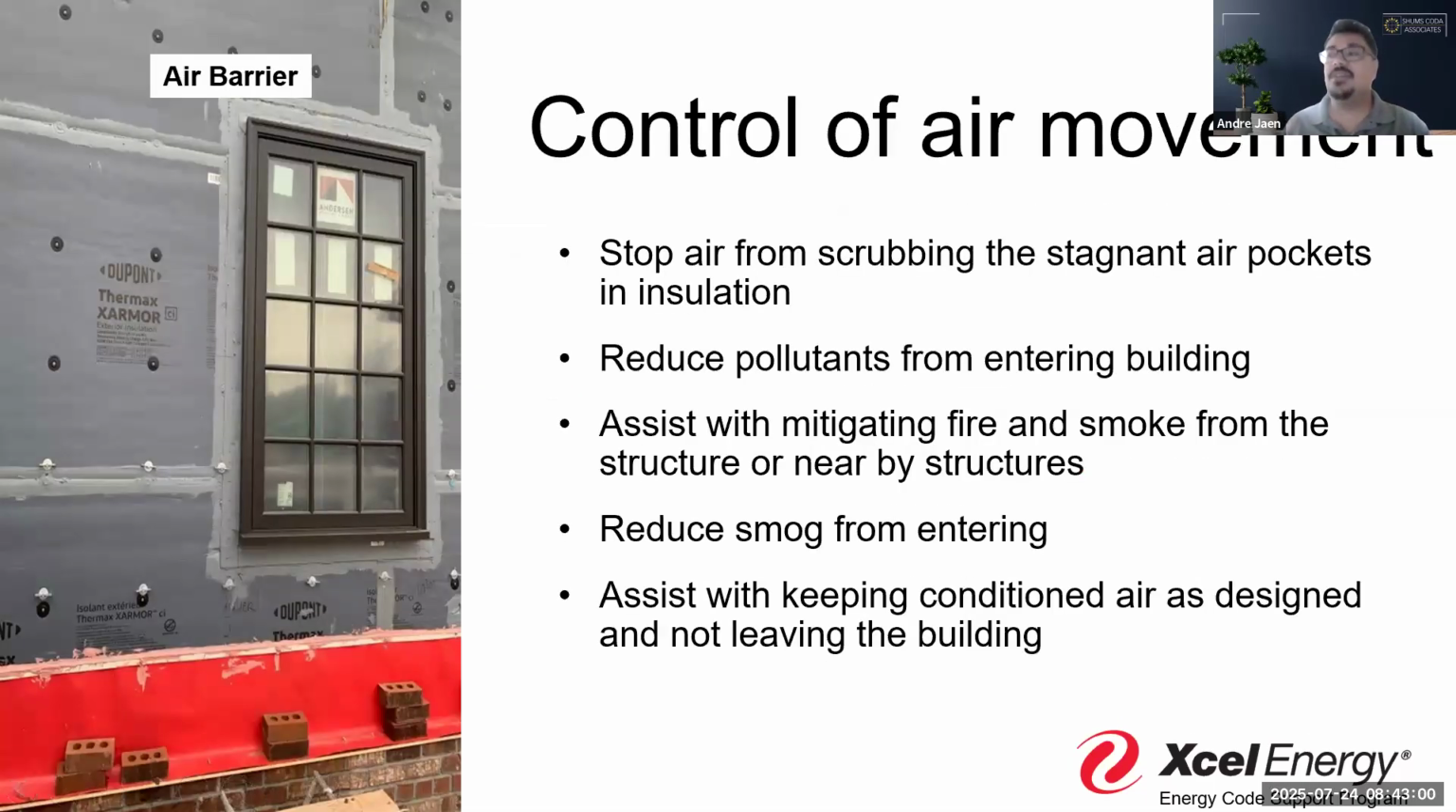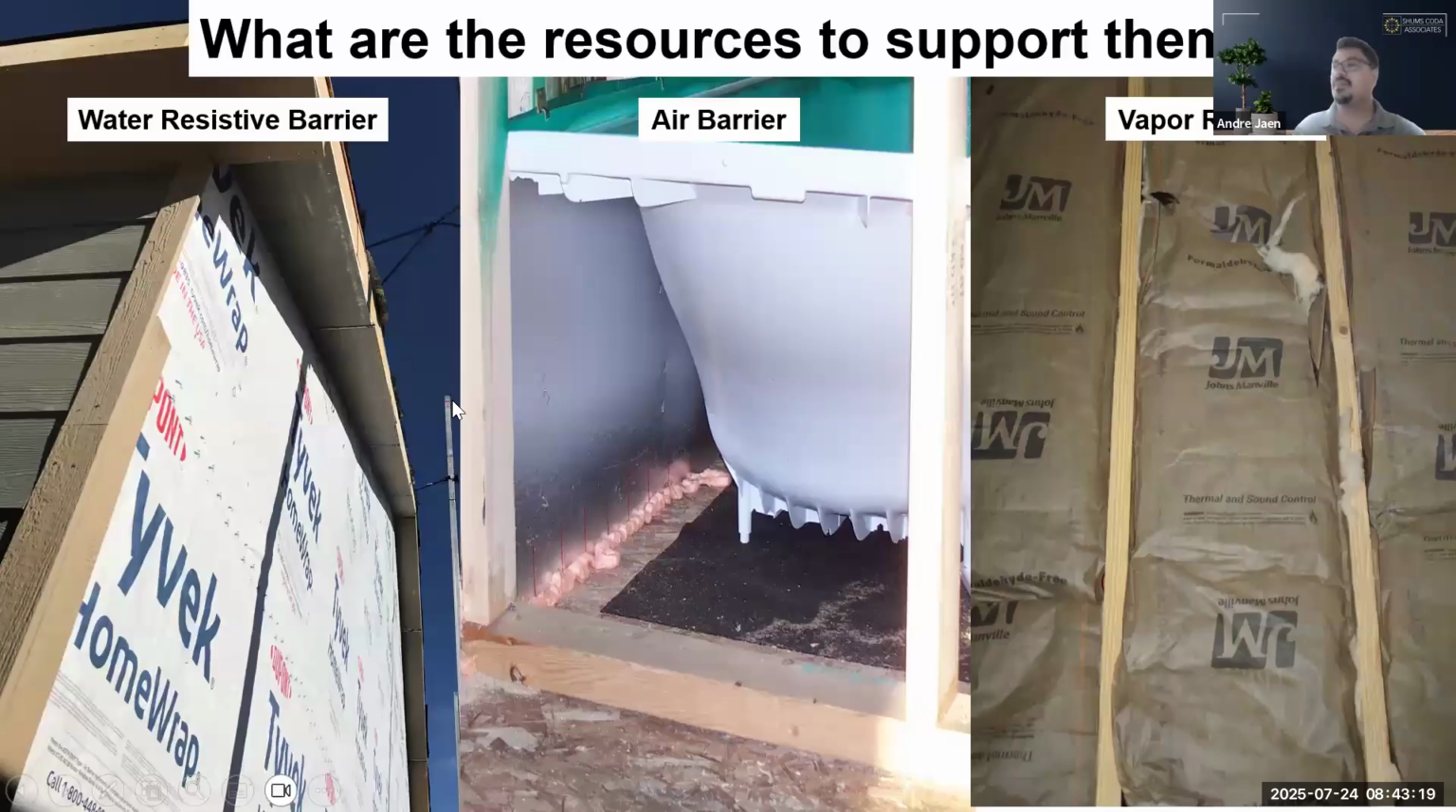So we can use air barriers for a number of other things here. Reducing pollutants from entering a building, mitigating fire and smoke intrusion from the exterior of the building as well, depending on where that air barrier is installed, reducing smog, and keeping your air conditioned where you want it to be, not letting it leave the building.